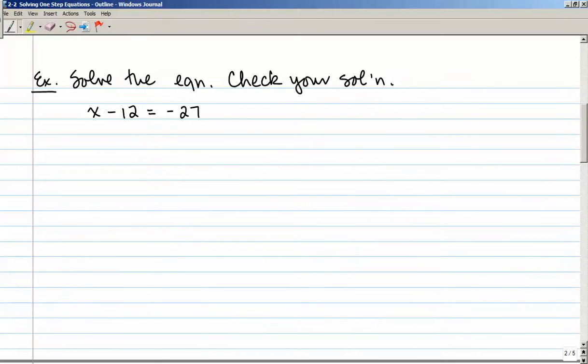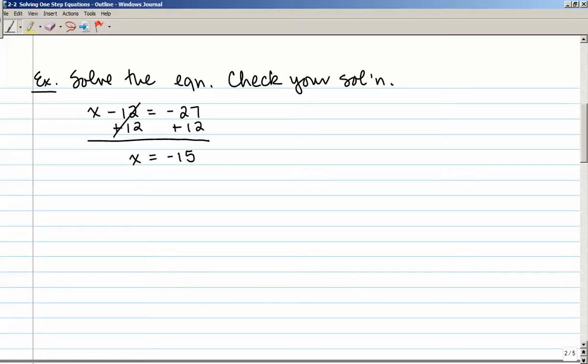So here we have the equation x minus 12 equals negative 27, and basically I want this side of the equation to have x all by itself. So what I need to do is get rid of this minus 12. To do that, I'm going to add 12 to each side of the equation, because when I have a negative 12 and a positive 12, they cancel each other out. That leaves me with x equals negative 27 plus 12, which gives me a negative 15.